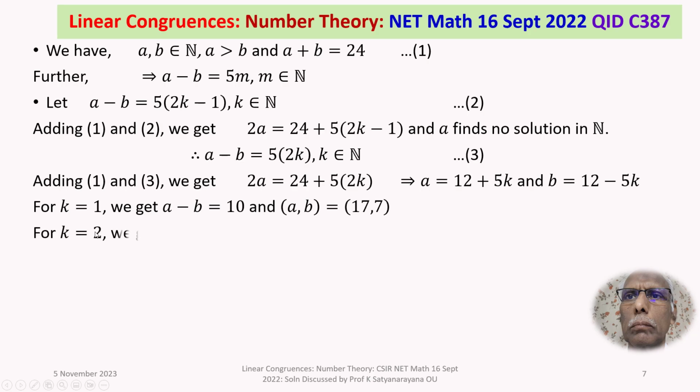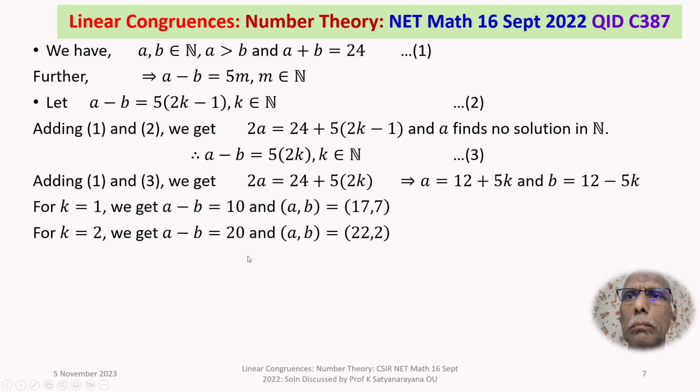When k is equal to 2, a minus b is equal to 5 into 2 into 2, that is 4, 4 5s are 20. And when k is equal to 2, you get a as 12 plus 2 times 5, that is 10, that is 22. And b will be 12 minus 5 into 2, that is 12 minus 10, that is 2. So we get a comma b is equal to 22 comma 2.